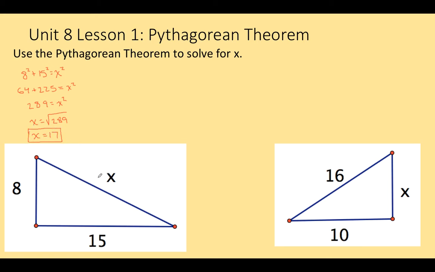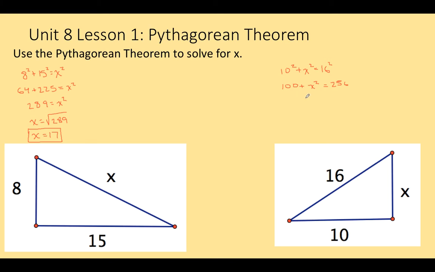So there it is. All right, at this point, notice that this time we've been given the hypotenuse, and so we need to find one of the legs. So we set it up a little bit differently. We're going to say 10 squared plus x squared. The hypotenuse is 16, so 16 squared. 10 squared is 100 plus x squared, and 16 squared is going to be 256.